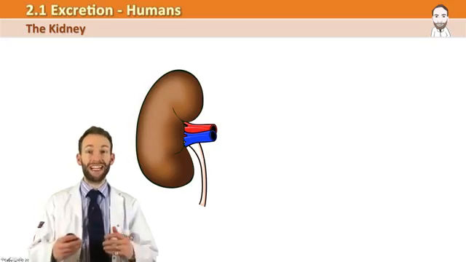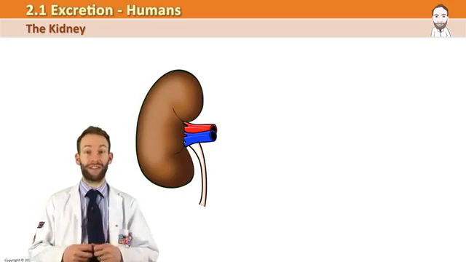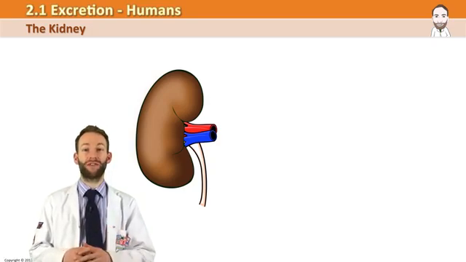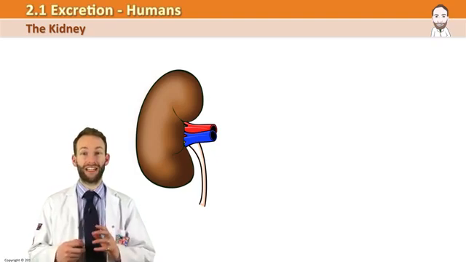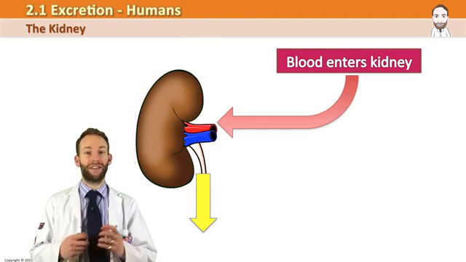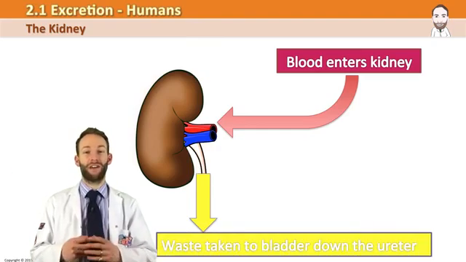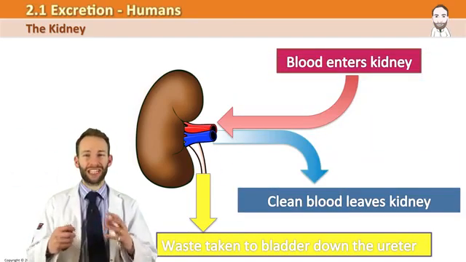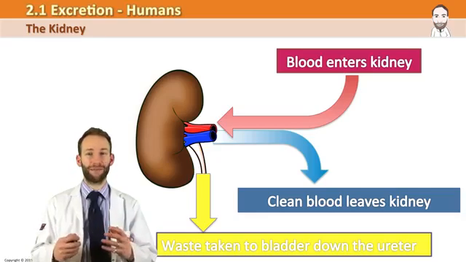So by now you should really know the basic structure of the urinary system and the gross structure of the kidney. Every day your blood passes through your kidneys about 400 times. The blood enters the kidney via the renal artery, the waste is filtered out and leaves the kidney via the ureter, and the clean blood then leaves the kidney via the renal vein.